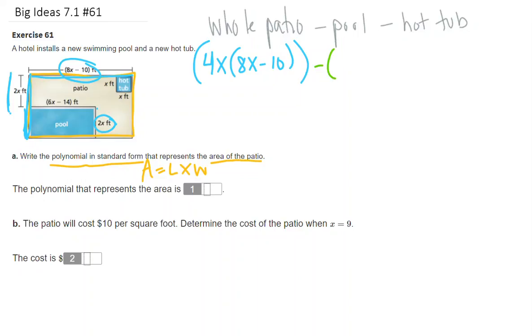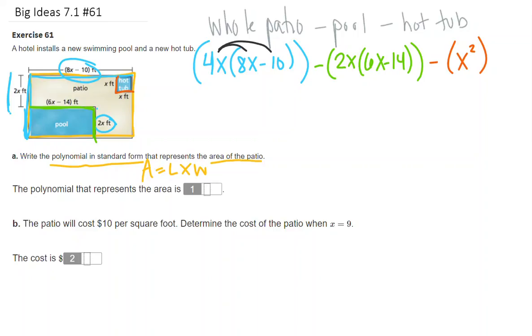Now we're going to subtract off the pool. And so I can see the pool is 2x times 6x minus 14. Some double brackets there. And then we're going to subtract off the hot tub. The hot tub is x times x, so we're going to subtract off x squared. All right, now we have this massive expression, and we can start to simplify it by distributing.